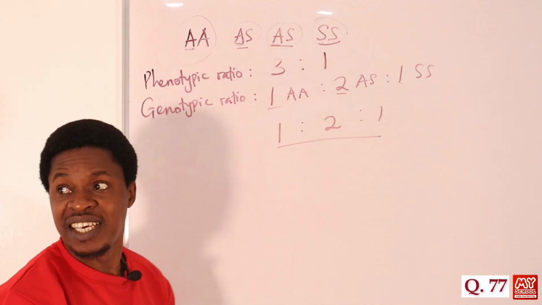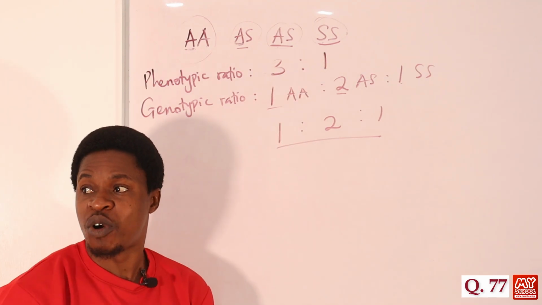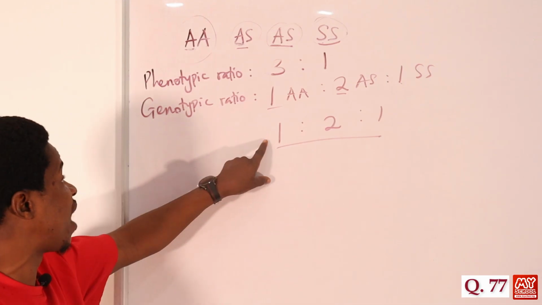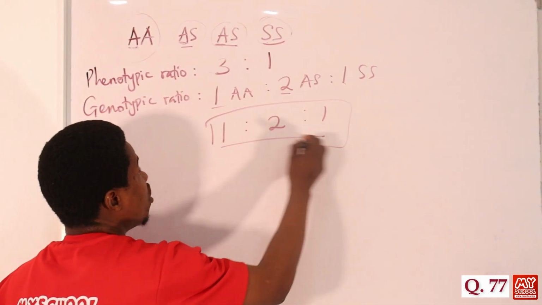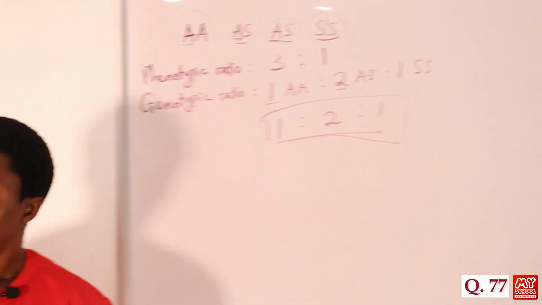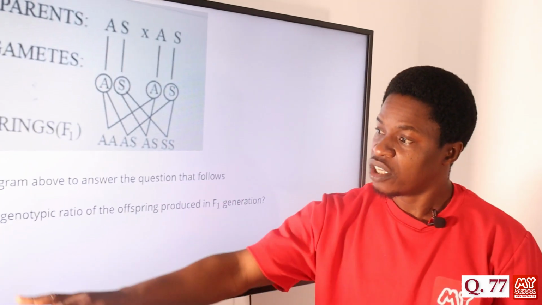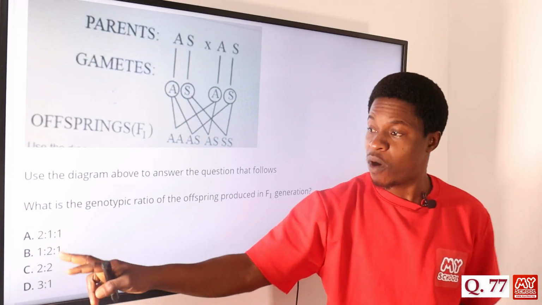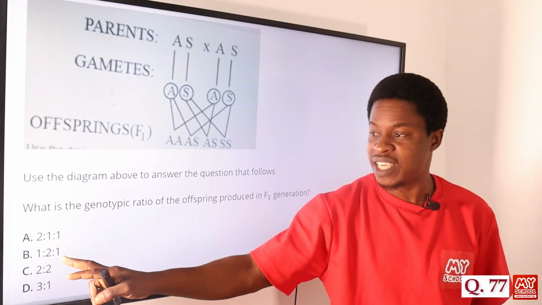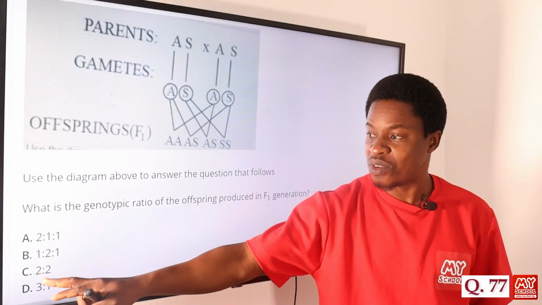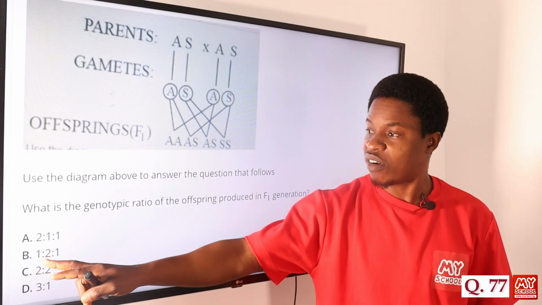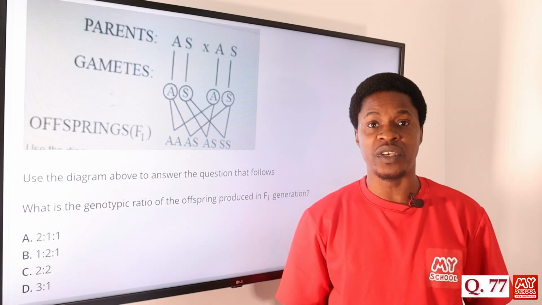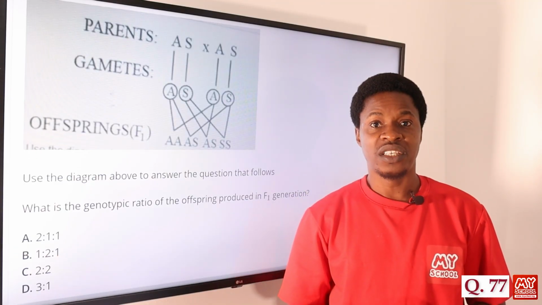So the question says, what is the genotypic ratio of the offspring produced in the first filial generation? Genotypic ratio? So our concern is with this, not with this. So let's look at the options. Option A says ratio 2:1:1. No. Option B says 1:2:1. Yes. Option C says 2:2. No. Option D says 3:1. 3:1 is the phenotypic ratio. So the correct answer here is option B, ratio 1:2:1.